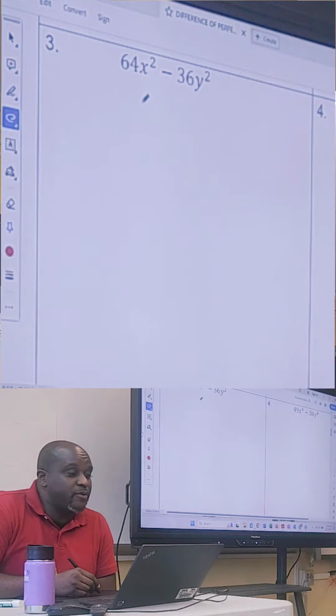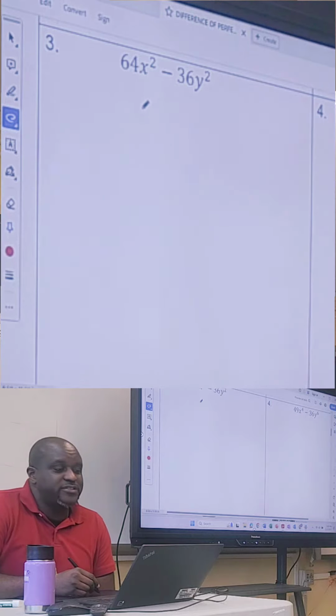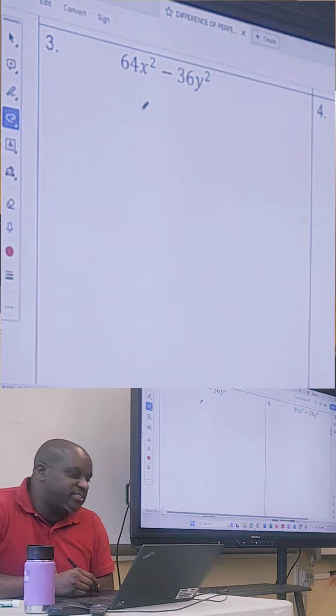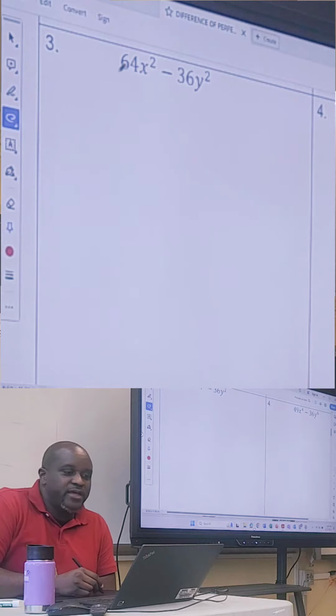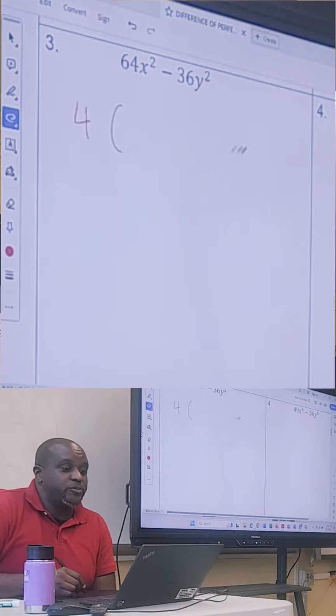I'm looking at this problem, almost different perfect squares. But first step, I got to check for the GCF, as we do this to death. GCF here got to be 4. Bring that down and I'ma do some more. Divide by 4. Watch my next step.